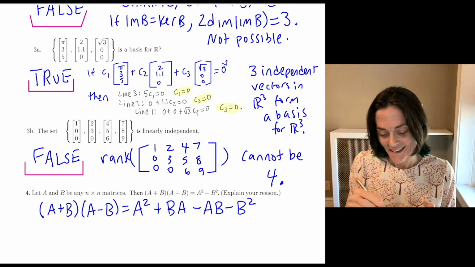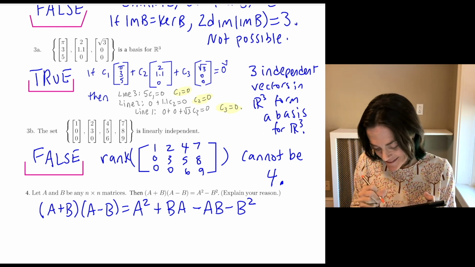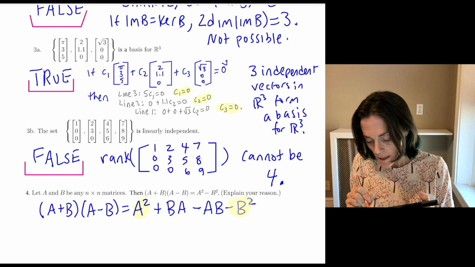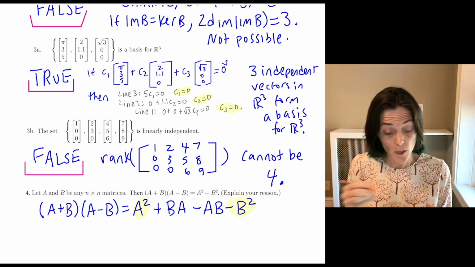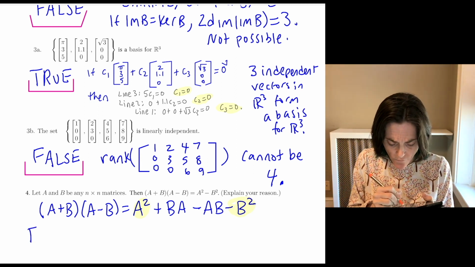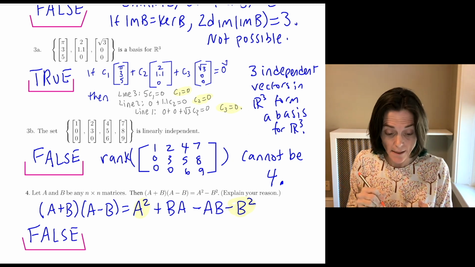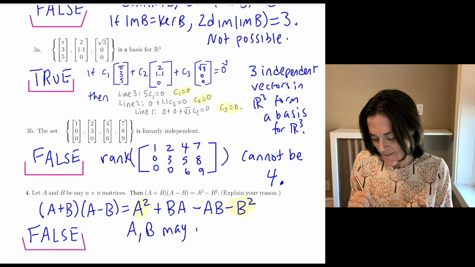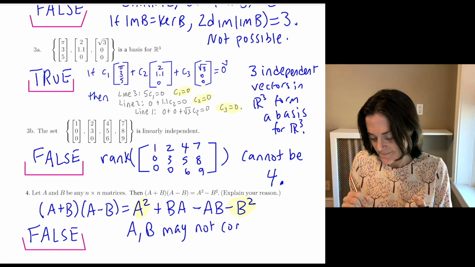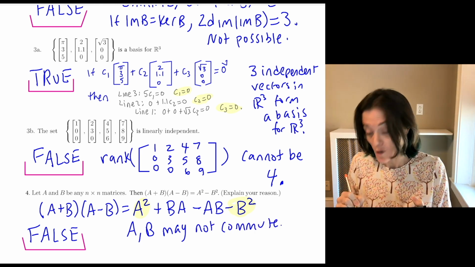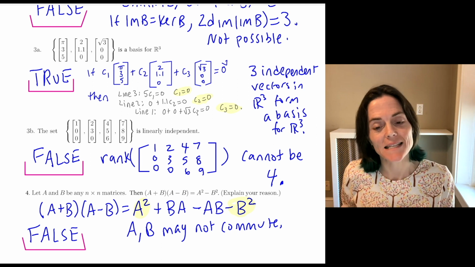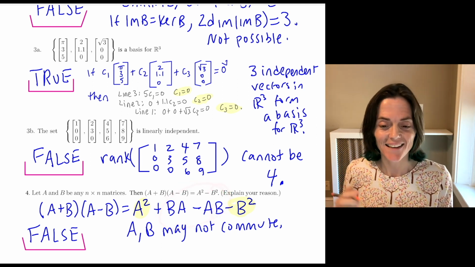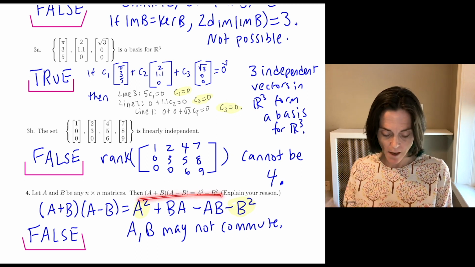Well, you see, there's the A squared minus B squared. But A and B may not commute. So the answer here is false. And the reason, well, A and B may not commute. If A and B do not commute, and we have seen many examples of this semester, then this will not be 0, and this equation would not hold.